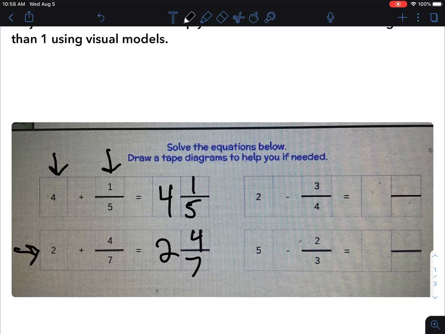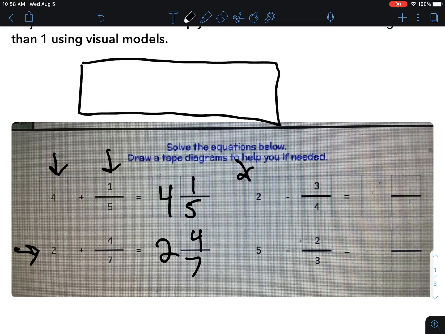The subtraction we've done. So a couple different ways you can do that. You use your tape diagrams like we did before. So I'll show you the first one. So 2 minus 3/4. So that whole thing is 2. And I want to take away 3/4.